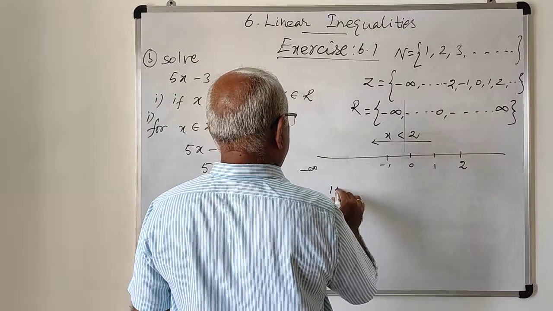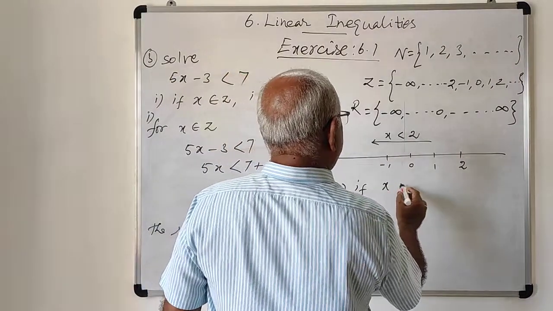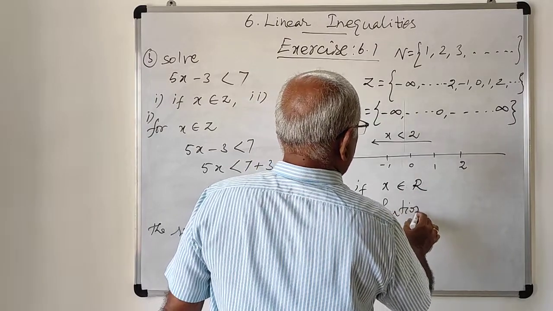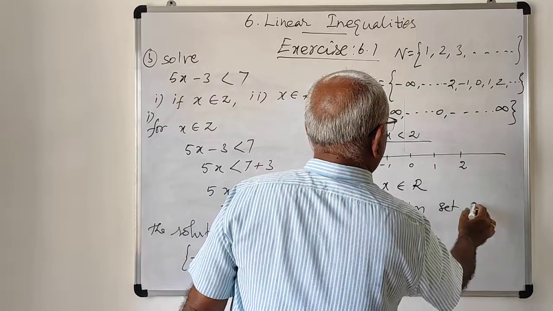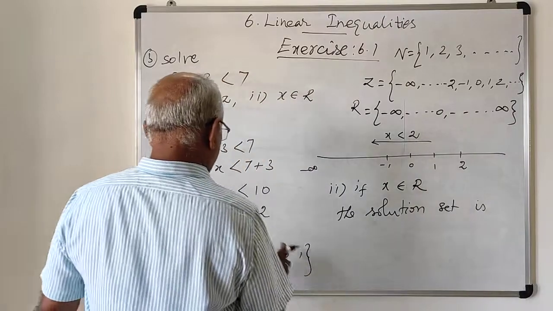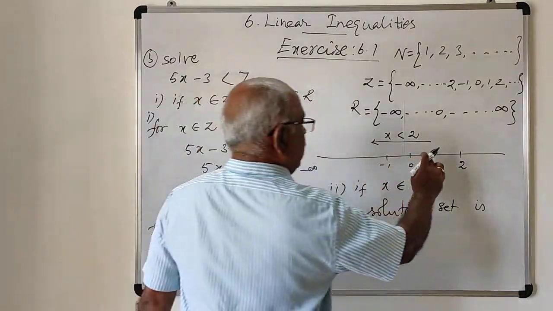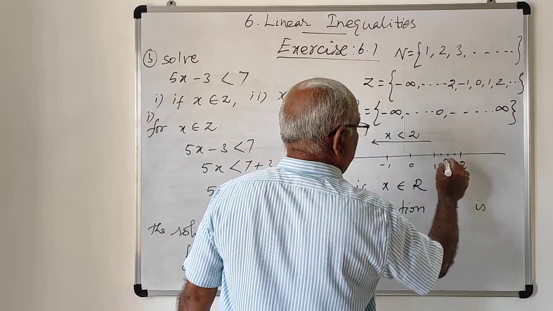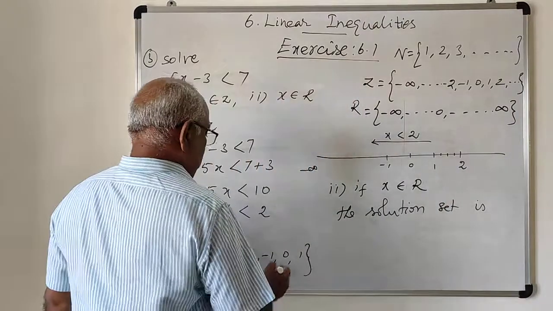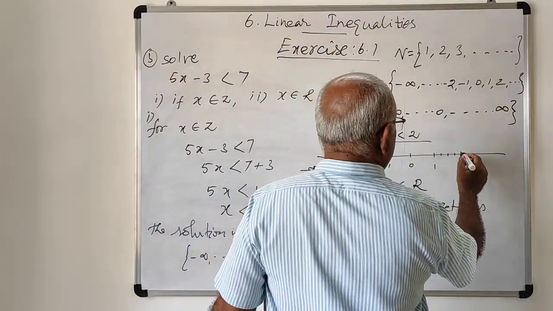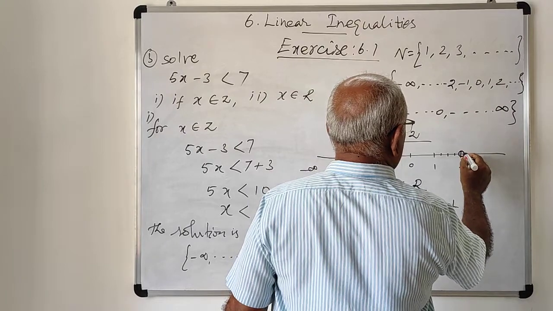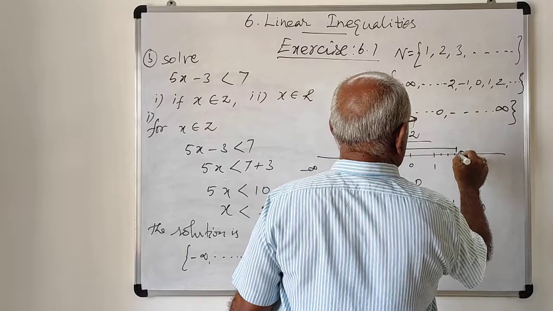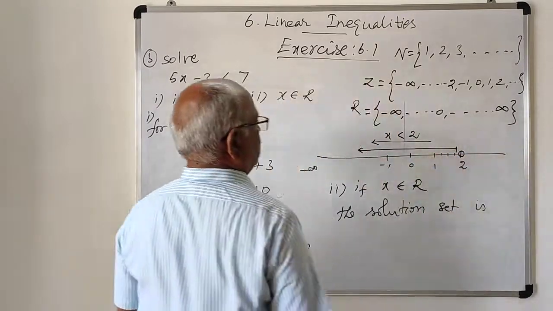Whereas in the case of the set of real numbers, the solution set is, see, up to 1 only, 1 less than 2. Okay, but in between 1 and 2, there are some real numbers. This is 1.5, 1.25, 1.75, 1.99 and something. So in the case of real numbers, you delete only 2. All the other real numbers are the solution. See, up to this, except 2. This is the solution set.